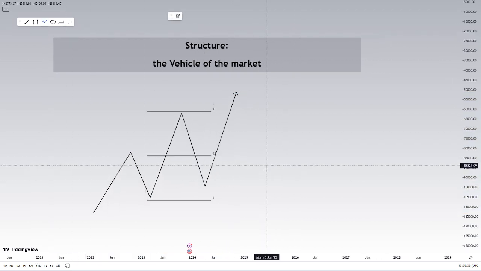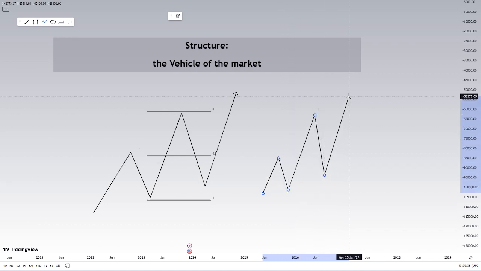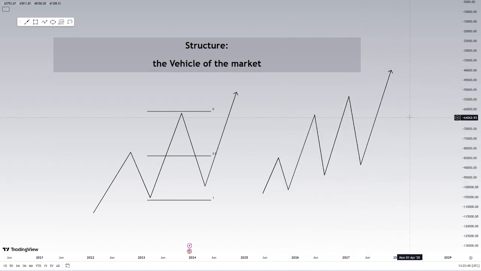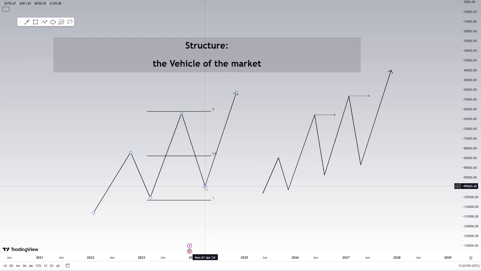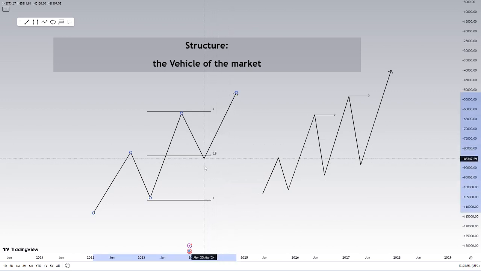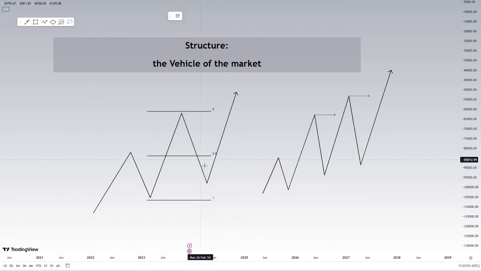So the first thing is we see price making new highs and higher lows, and new highs and higher lows, and new highs and higher lows, just like this. So our structure breaks are going to be in this region over here, right? We see a structure break over here, and we see a structure break over here. Now, we have to understand that our buys are going to be below the 50% level in the discount. This is important to understand, right?